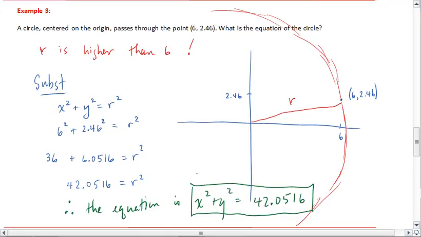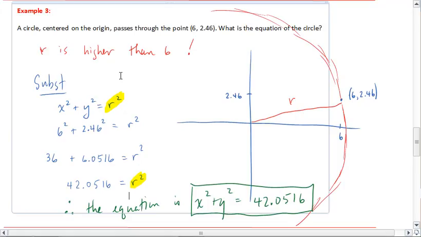So the question is, why don't we do the square root? The answer is because we don't need to. The equation of a circle has r squared in it. So why bother working out the square root when you're just going to have to square it again anyway and get back to 42.0516? There's no point doing it. You can skip that step. Does that answer your question? Yeah. Okay, great. Stopping the video.